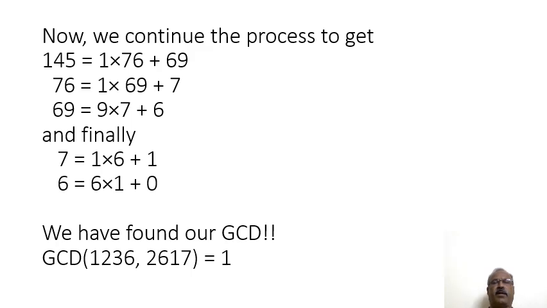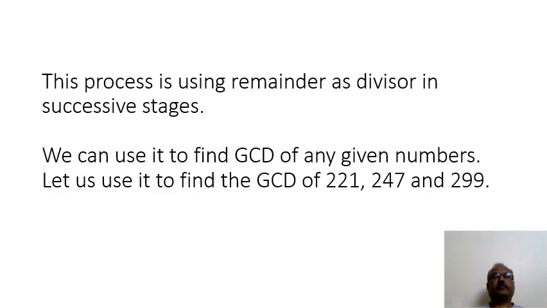Now 7 is the remainder and 69 is going to be our dividend. We'll divide 69 by 7. 69 is equal to 9 times 7 plus 6. And finally, 7 equals 1 times 6 plus 1. And we have found our GCD. GCD of 1236 and 2617 equals 1. Notice that this process is using remainder as divisor in successive stages. We can use it to find GCD of any given numbers.